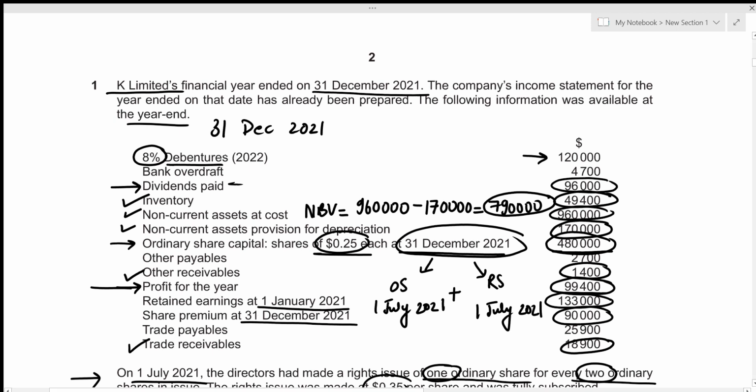We have debentures, but we can see that the debentures are to be repaid in 2022, which is next year. So that's within a year. So this cannot be included in our non-current liabilities. This is actually a current liability. And we don't have any other non-current liabilities, so we only have current liabilities. And the first one is going to be 8% debentures amounting to 120,000. Let's record it in our statement of financial position.